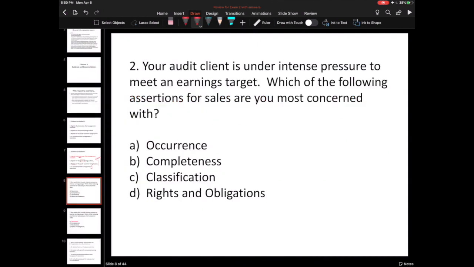Okay, your audit client is under intense pressure to meet an earnings target. Which of the following assertions for sales are you most concerned with? All right, and this goes back to the key risks that we talked about on that earlier slide. So we know for sales, we're going to be most concerned with occurrence. Had the question asked about something like COGS, then it would have been B, completeness.